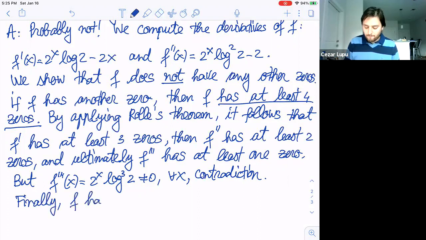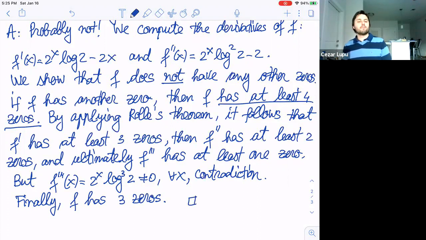So we can say as a conclusion that finally f has 3 zeros. And that's it. That's a very nice problem, right? Anyway, when you have these kind of problems with how many zeros, you always think of certain types of mean value theorems, or Rolle's theorem, or Fermat's theorem.